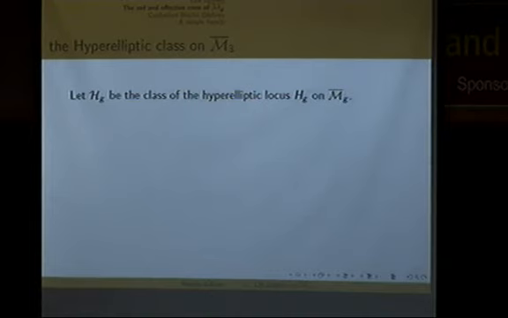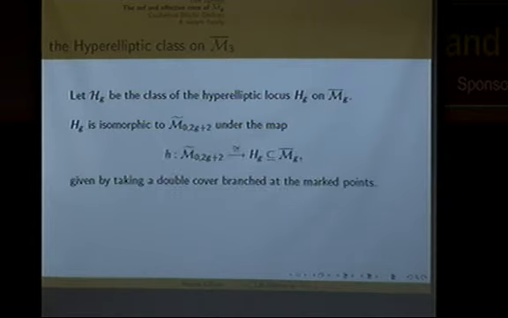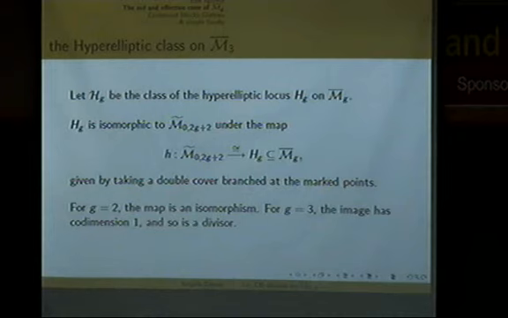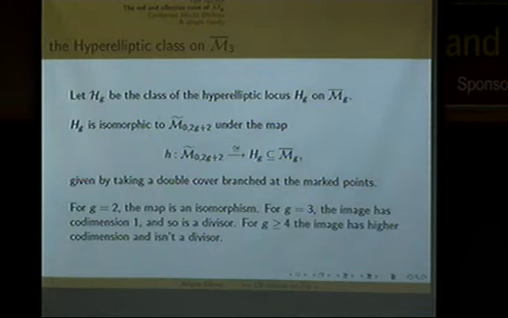So let me define the hyperelliptic locus. You all know it. It's isomorphic to M_{0,2g+2} under the map that is given by taking a double cover of P^1 branched along the marked points. So we know that this is an isomorphism for g equals 2. For g equals 3, the image has codimension 1 as a divisor. And for higher genus, it's smaller than a divisor. But anyway, for genus 3, the effective cone of divisors is spanned by this H_3 and the boundary.